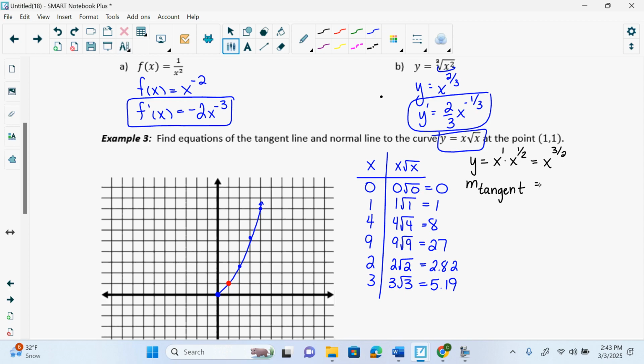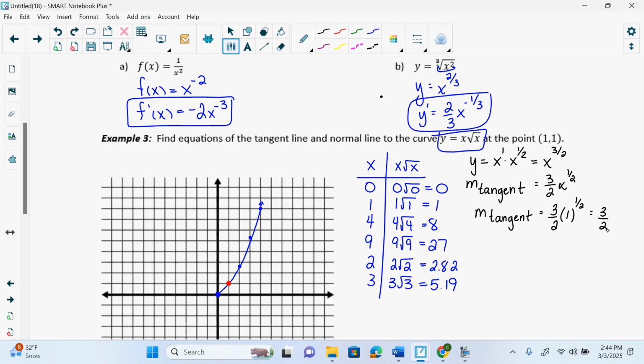Then I can find m tangent really easily, because you drop that in front, so we get 3 over 2 x to the what when you subtract 1 from it? What's 3 halves minus a half? What's 1.5 minus 1? A half. So you get 3 halves x to the half. That's a general m tangent. I told you x is 1 and y is 1, so m tangent equals 3 over 2, 1 to the half, which is 3 over 2.